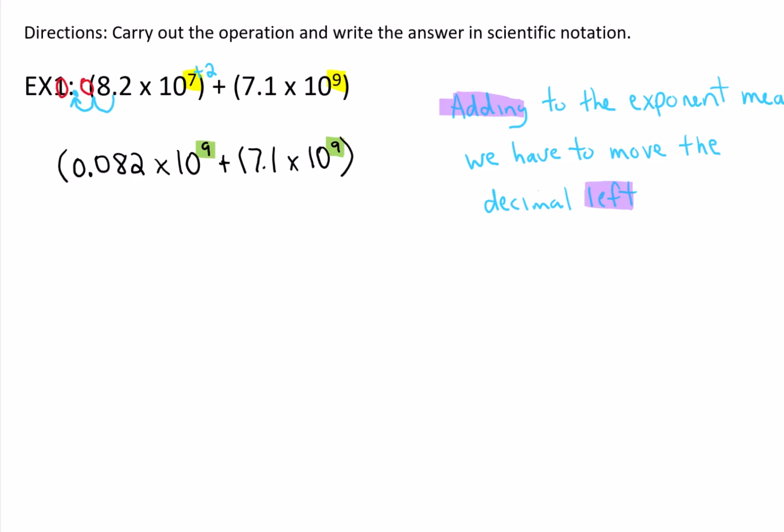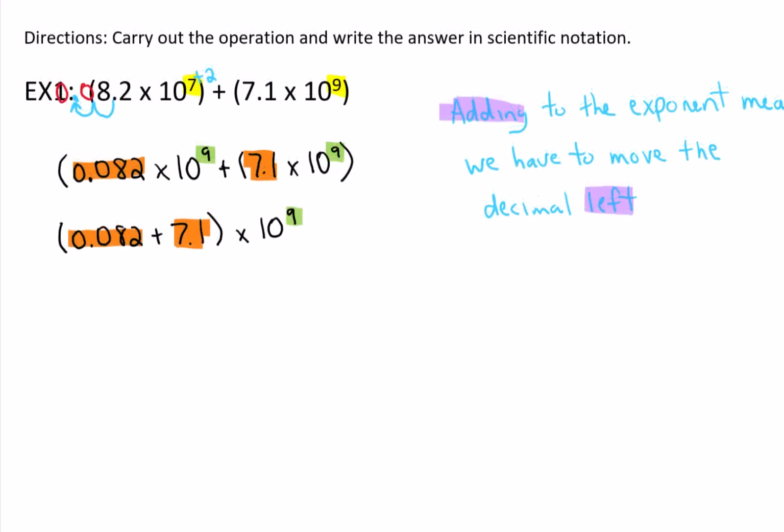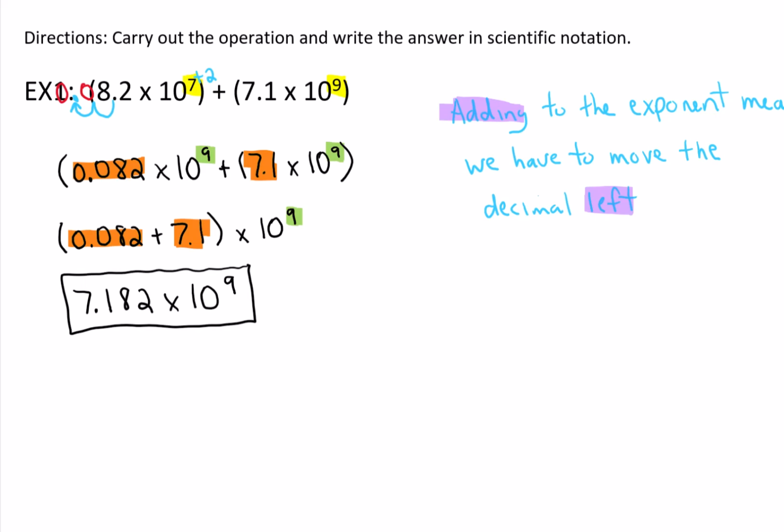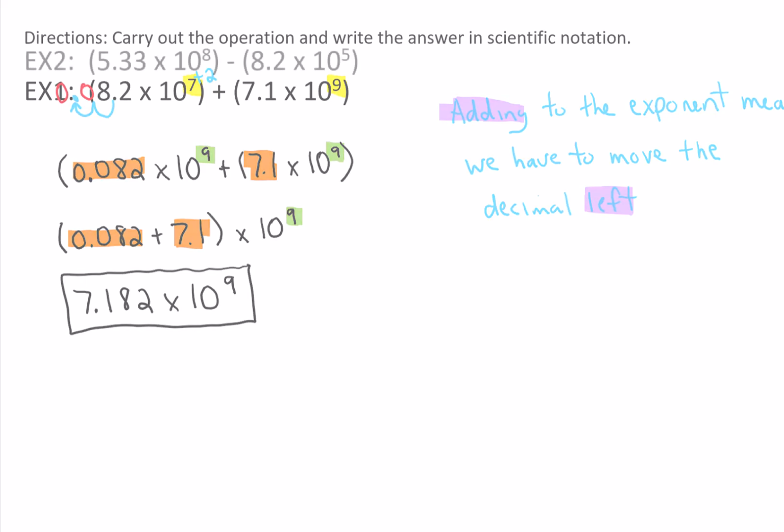Alright, now that we have the same exponents, we could actually add those two leading numbers together. So we could do 0.082 plus the 7.1. That's followed up by times 10 to the 9th power. That power stays the same. It stays at 9. And that gives us our final answer of 7.182 times 10 to the 9th power.